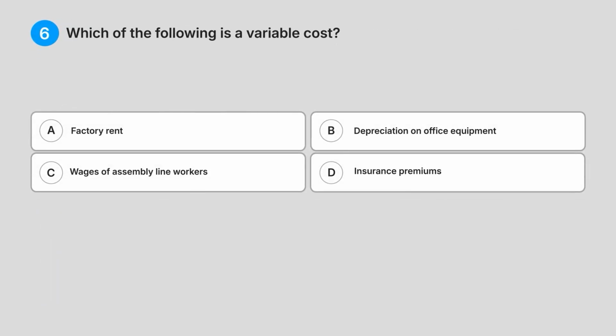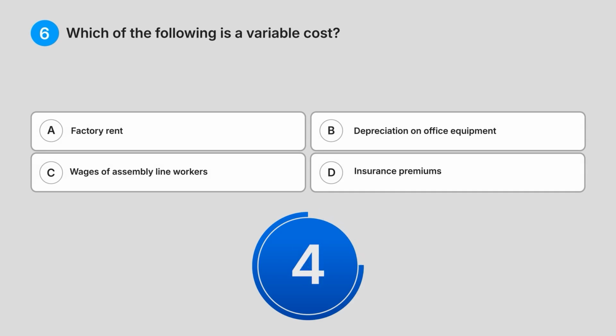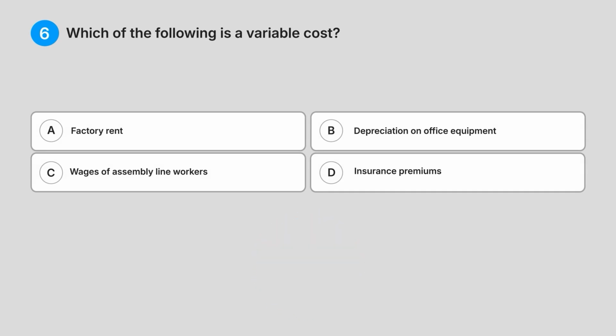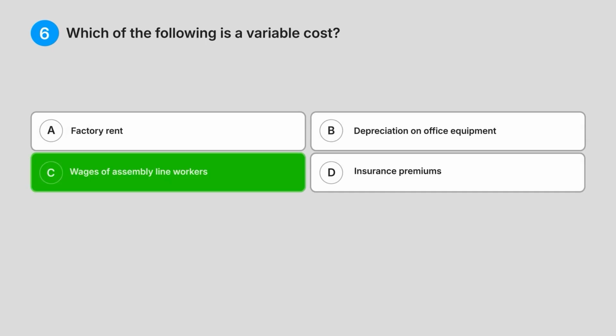6. Which of the following is a variable cost? A. Factory rent. B. Depreciation on office equipment. C. Wages of assembly line workers. D. Insurance premiums. Can you guess the answer? Correct answer, C. Wages of assembly line workers.